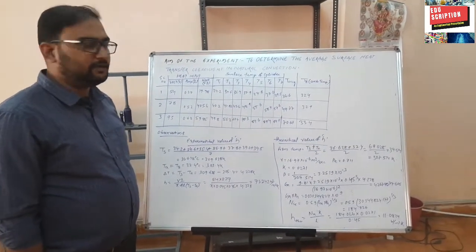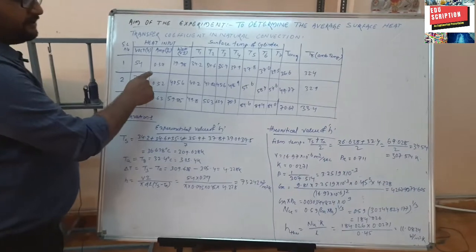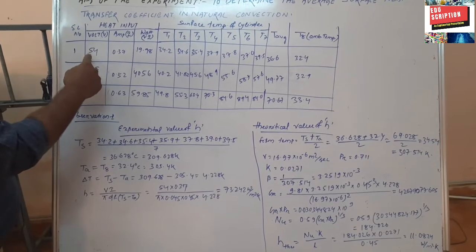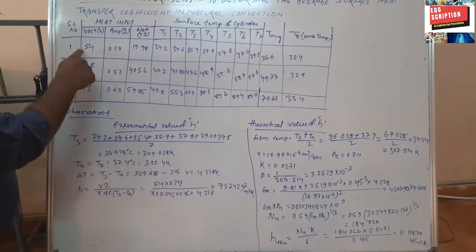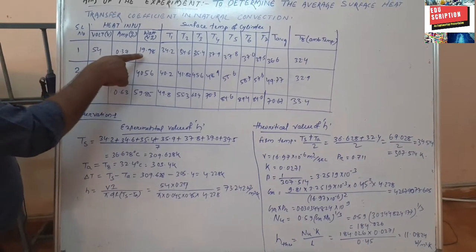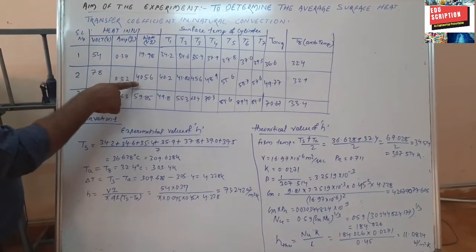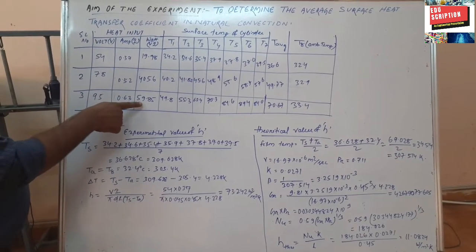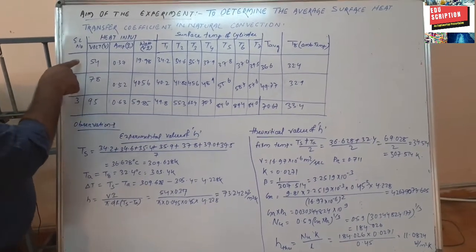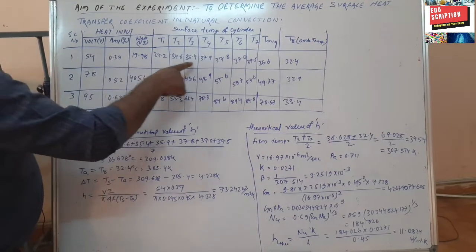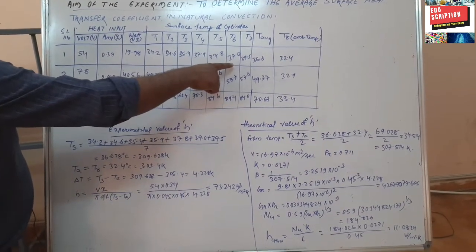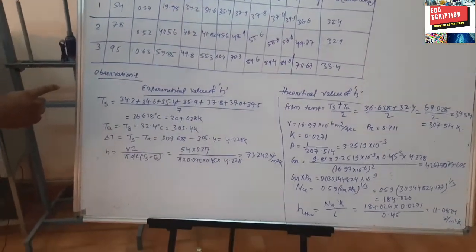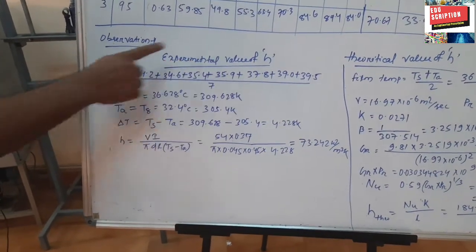So here in the observation part, these are the data recorded for different observations 1, 2 and 3 for different heat input conditions. In the first observation, the data are taken for approximately 20 watt power input, in the second observation it is 40 watt, and the third observation is for 60 watt. For the first observation, these are the different temperatures of the surface of the brass cylindrical tube, and this is the ambient temperature.